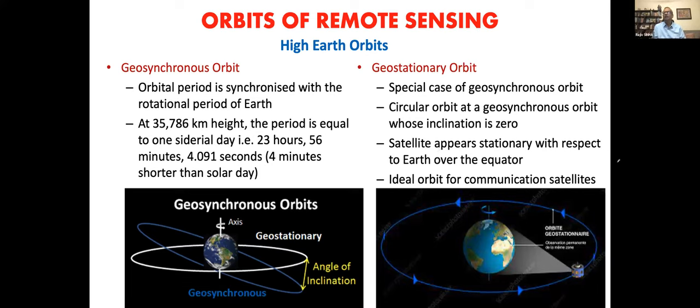And here, the orbit is circular, compared to the geosynchronous orbit, which is slightly elliptical as well. So now what happens is that the satellite will appear stationary with respect to the Earth over the equator. And these are the ideal orbits for communication satellites, because when you want to use your mobile or any communication service, you don't want to lose the connection with the satellite. That is why you need that position to be fixed as well. So these are called geostationary orbits, because the satellite is rotating at almost the same speed as the Earth. That is how these satellites are being designed.